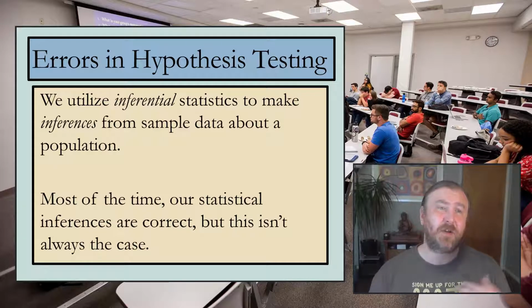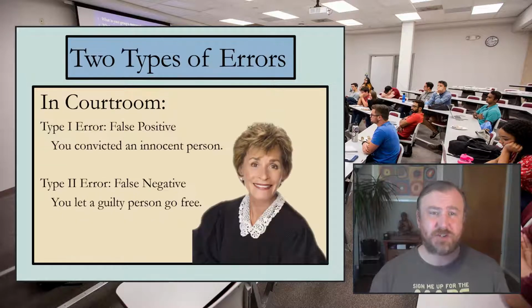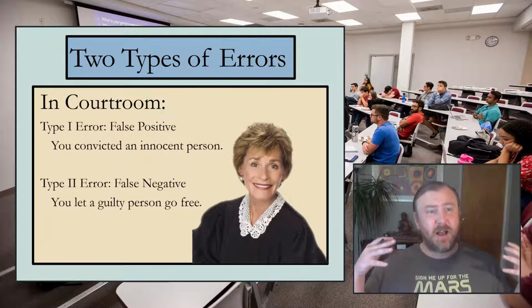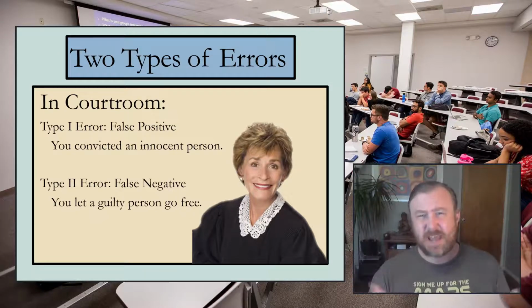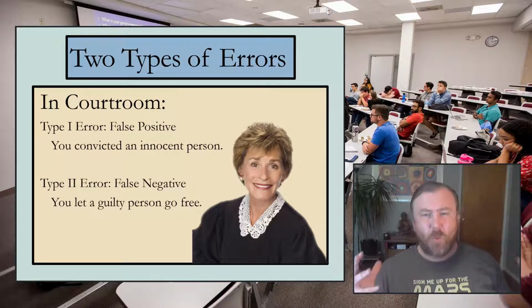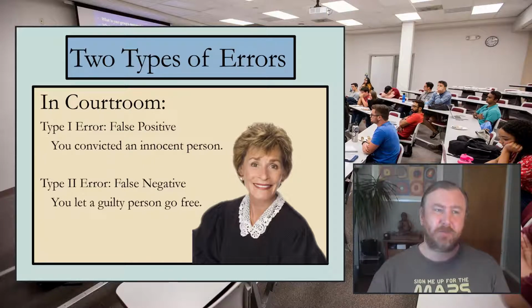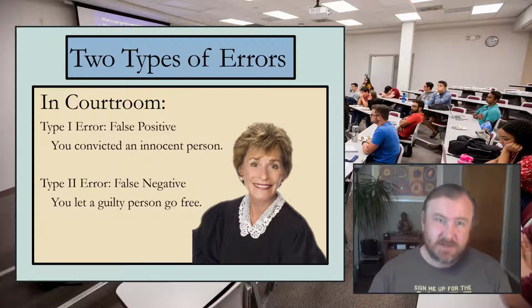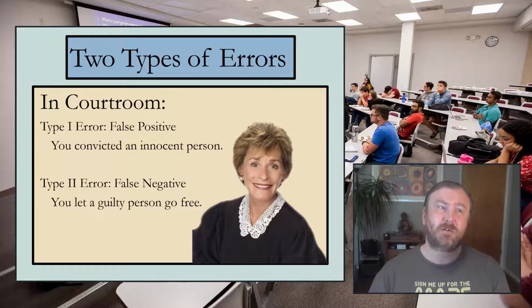So let's look at the courtroom situation, and let's examine what this type of error would be. So in a courtroom, most of the time, if a person is convicted, we certainly hope that they're guilty. But there is a chance that we will convict an innocent person.